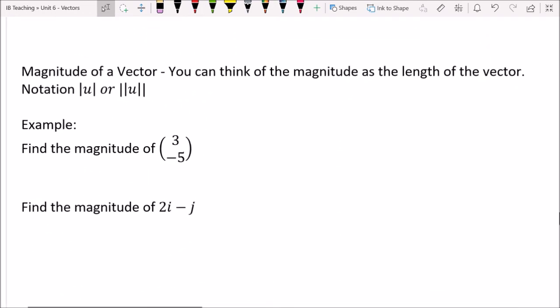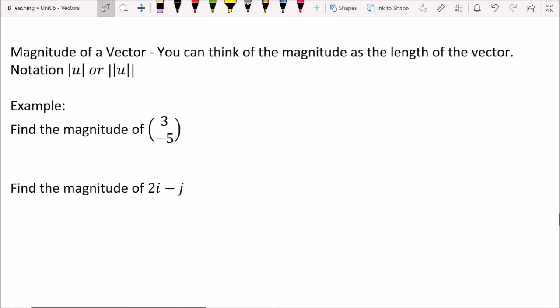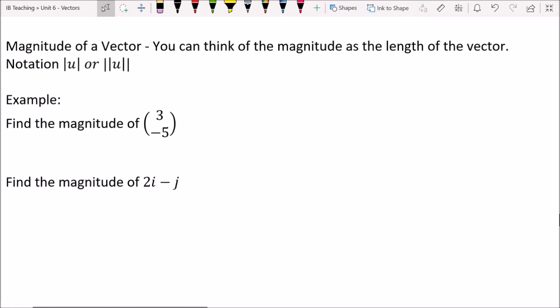We now need to talk about the magnitude of a vector and how to find it. The easiest way to think about this is if you consider the magnitude to be the length of the vector. The notation is right here. This is one of the things that in my experience students often forget. When they see this notation, they fail to connect this to the magnitude. So please star this or do something in your notes so you recognize that both of these mean the exact same thing. They are not saying absolute value, they're asking for the magnitude.